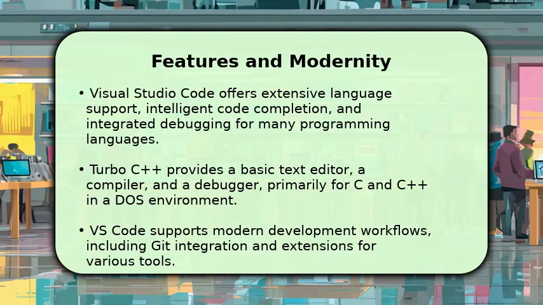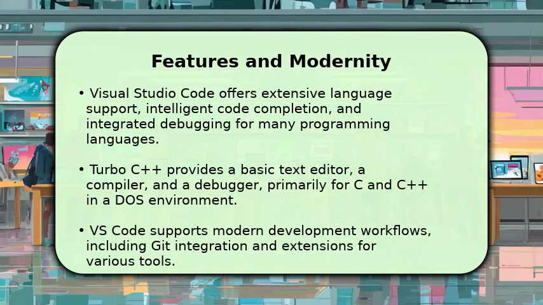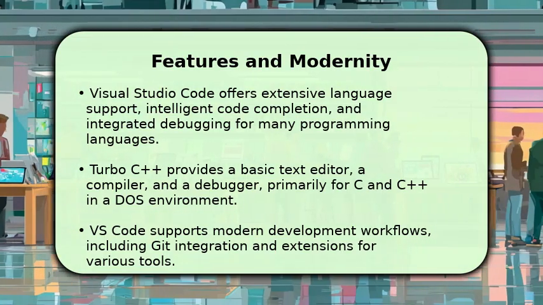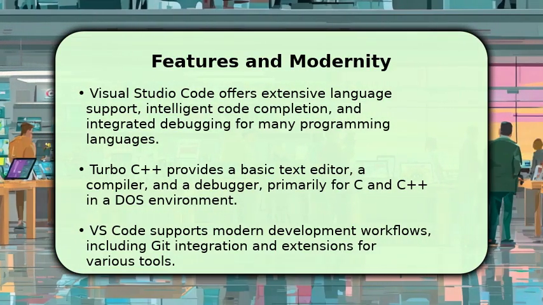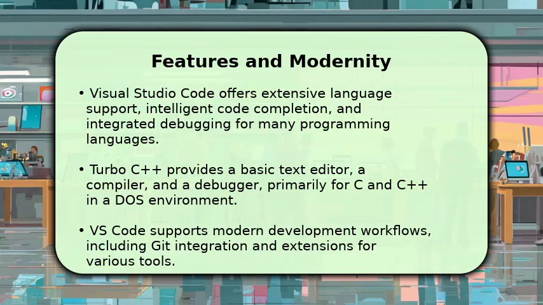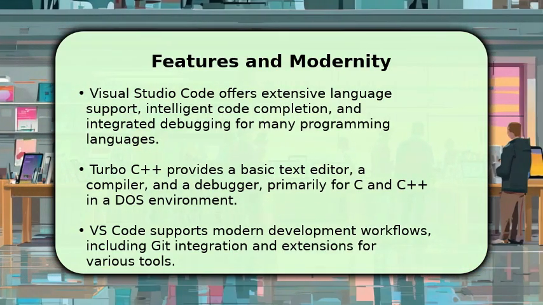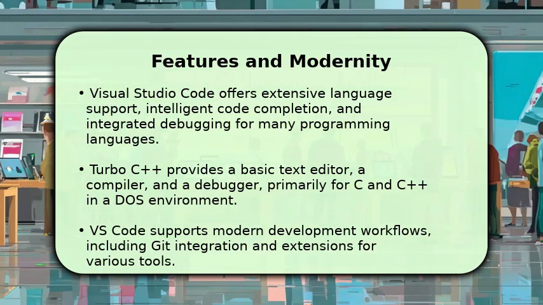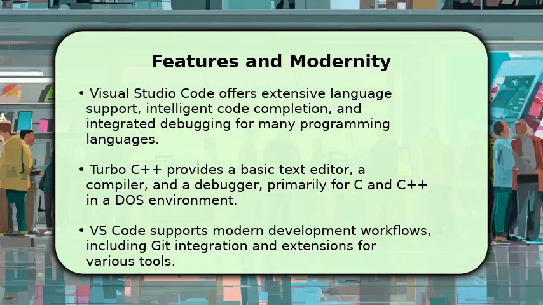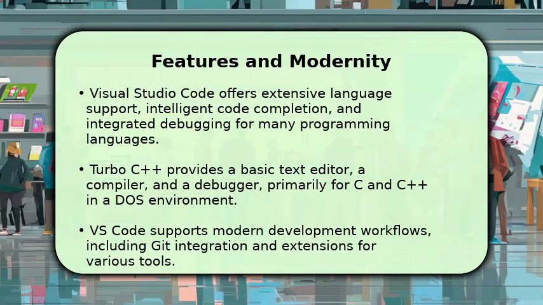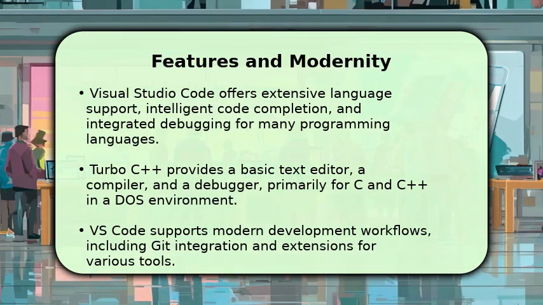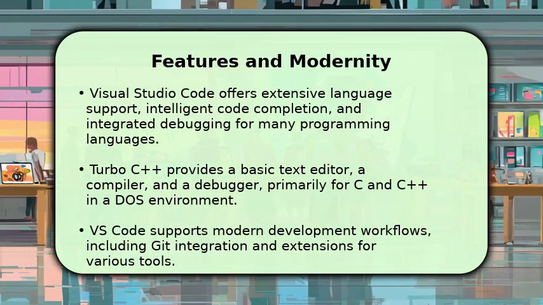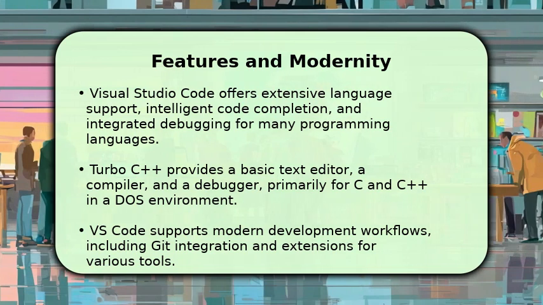Visual Studio Code stands out with its rich feature set, including intelligent code completion, integrated debugging, and robust Git integration. It supports a multitude of programming languages through its vast extension marketplace. In contrast, Turbo C++ provides a more basic environment, primarily focused on C and C++ within a DOS-like interface, lacking many modern development conveniences. This makes VS Code far more adaptable for contemporary software engineering.